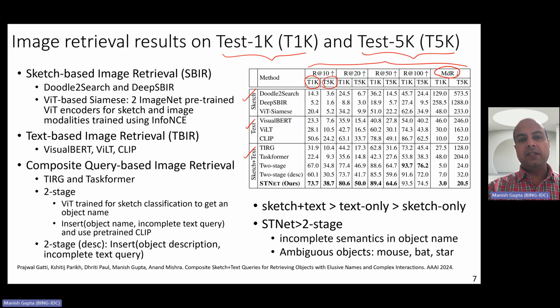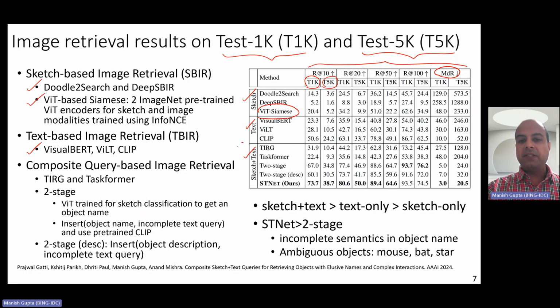So for the sketch-based image retrieval, we have, of course, typical baselines like Doodle to Search and Deep SBIR, but we also design yet another baseline called the ViT-based Siamese network, where we basically have 2 ImageNet pre-trained ViT encoders for sketch and image modalities, both of them going to the 2 towers, and it has been trained using InfoNCE loss. So it's a really competitive baseline in that sense. For the text-based baseline methods, we use the standard VisualBERT, ViLT, and CLIP kind of methods.